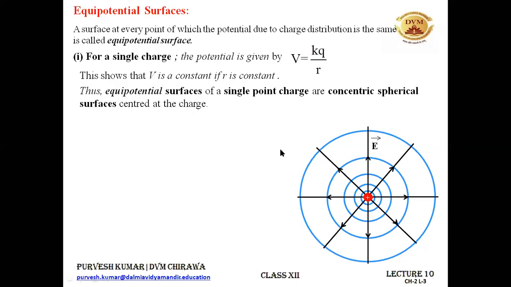Consider these as spheres. It is not a circle. There is a difference between a circle and a sphere. It is a sphere, which means a three-dimensional figure. It's not possible to draw a three-dimensional figure on a two-dimensional plane. That's why they are represented in the form of circles, but they are concentric spheres.